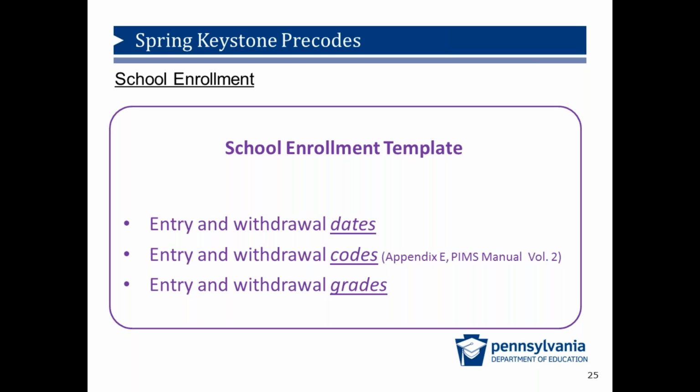The only combinations PDE considers as valid are entry code of E01 paired with a withdrawal code between WD01 through WD09, with the exception of WD05. These can be found in Appendix E of the PIMS Manual, Volume 2. WD05, student changes school or grade within the school year, is not considered when we make a determination of a student's continuous enrollment calculation that shows if a student was enrolled for a full academic year.